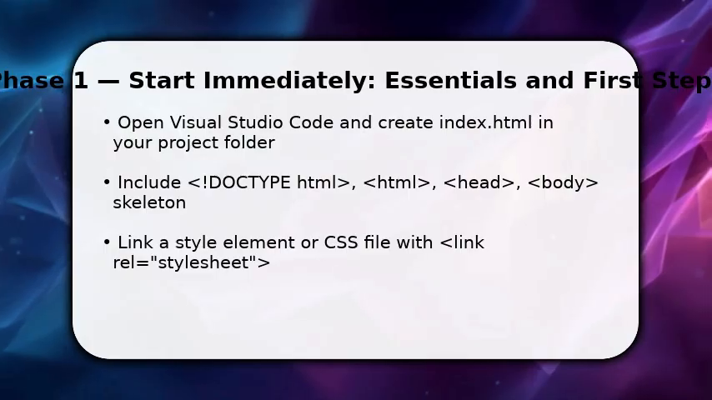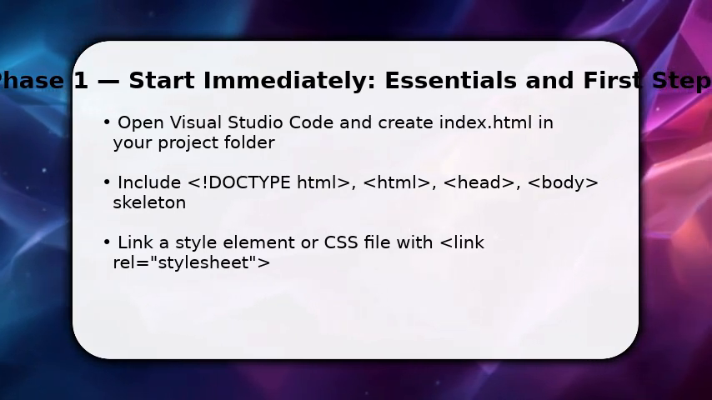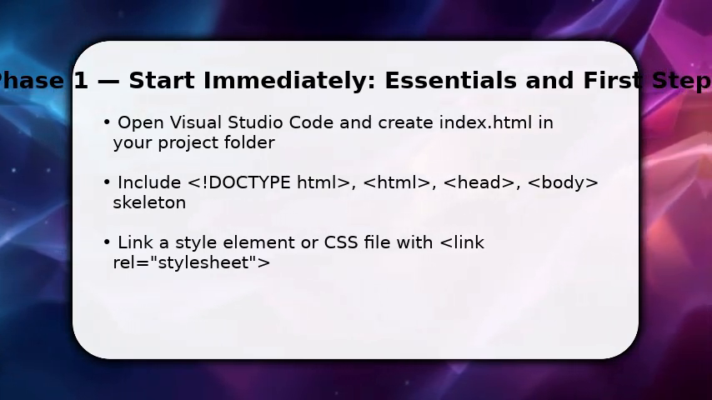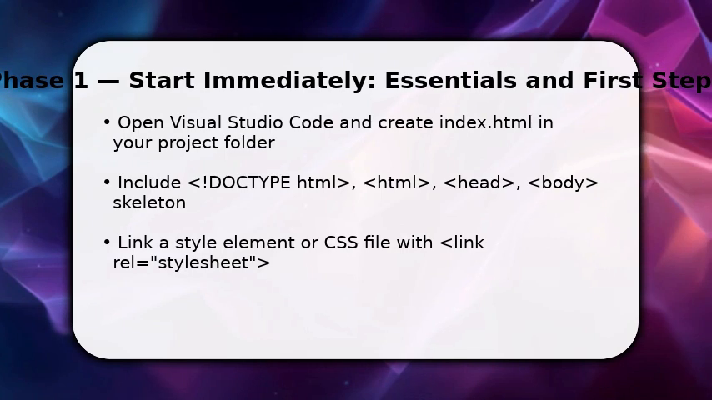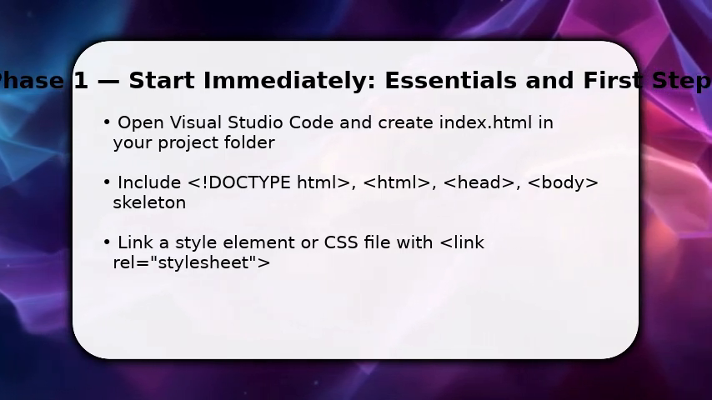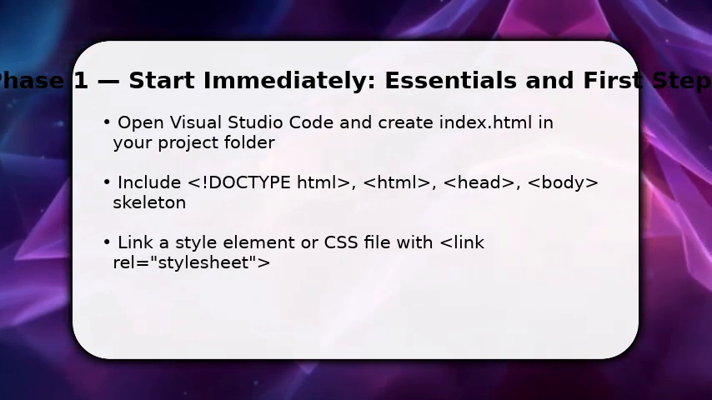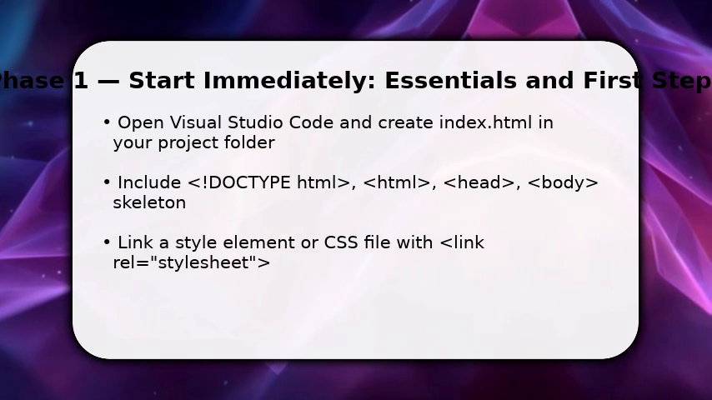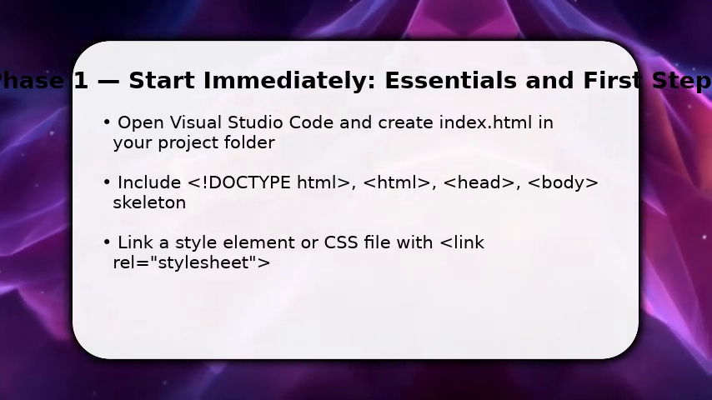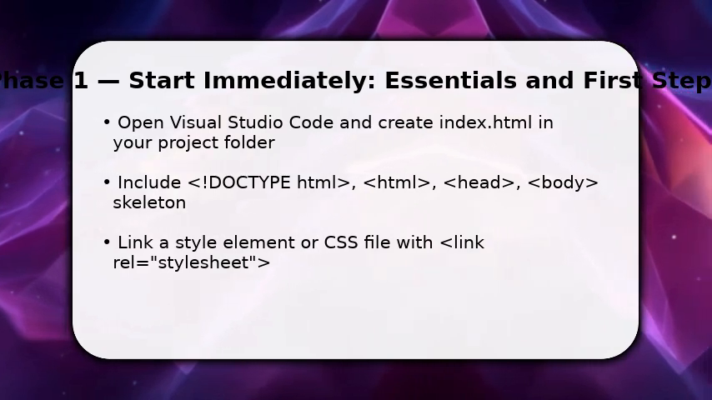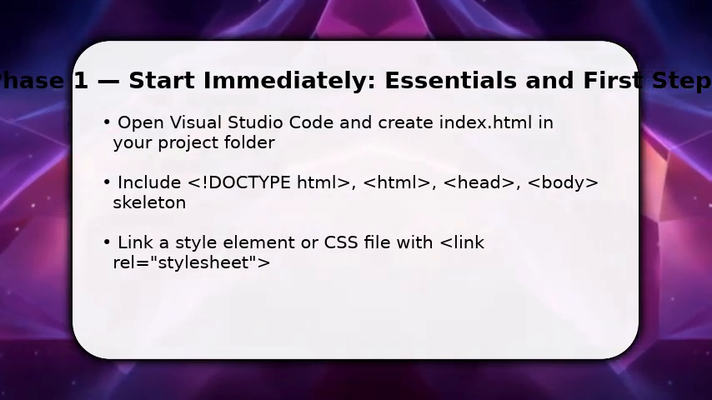Enjoy the video. You start in Visual Studio Code, create index.html, and place the HTML skeleton immediately. You want a predictable structure because styling targets need elements to exist. Once created, add either an internal style block inside head or link an external CSS file with rel equals stylesheet. Make sure your file is saved so live preview or extensions pick it up. This first step sets the stage. You now have an element to style and a CSS destination where color rules will live.